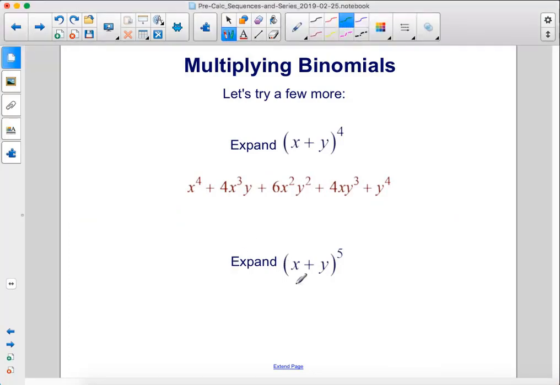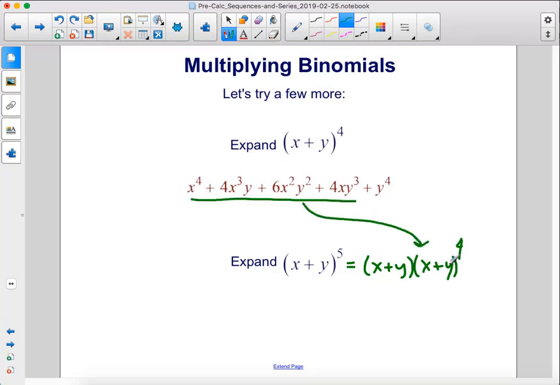Now we want to expand x plus y to the fifth. Since we've already done all this work, look at this. x plus y to the fifth is the same thing as x plus y times x plus y to the fourth. So we can just take this whole solution here and plug it in there. So all we have to do is multiply this by x plus y.